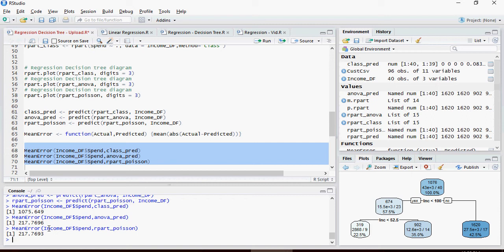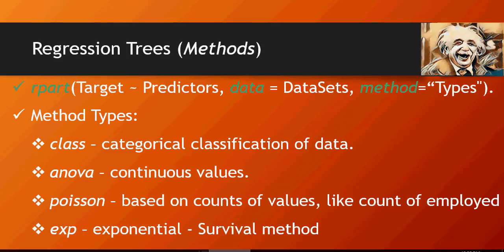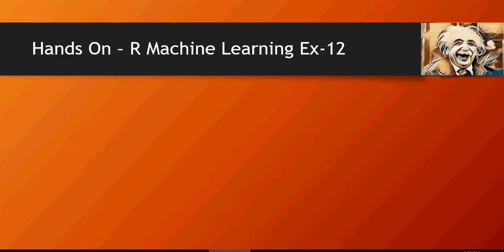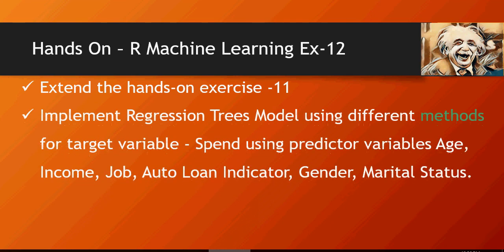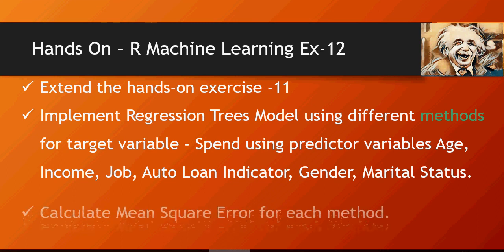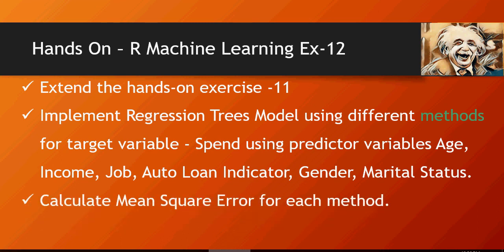Time for some hands-on exercise. Hands-on exercise number 12. It's an extension of hands-on number 11. Implement regression tree model using different methods, the three methods which we discussed, using various predictor variables. Go on adding one predictor at a time: age, income, auto loan indicator, gender, and marital status, and find out the mean square error and see which model suits the best.